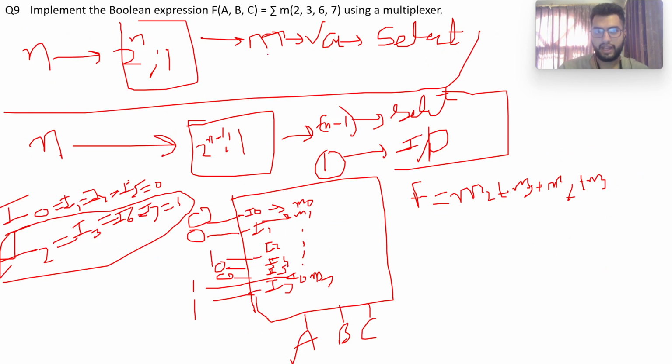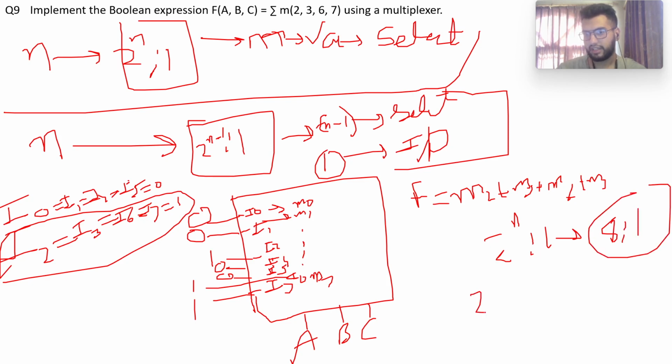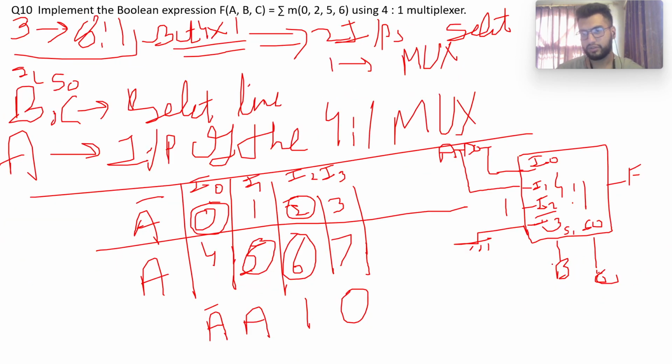So 2 raised power n, let's say we take n equal to 3. So 2 raised power n is to 1 is equal to 8 is to 1 mux. So here all three of my inputs are select lines. And then I have 2 raised power n minus 1 is to 1 mux, that is 4 is to 1 for a three variable system. Two are my select lines and one is my input. So I have shown both of them simultaneously.